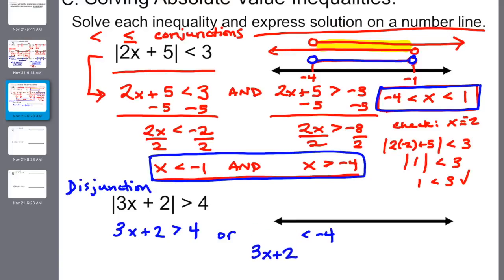I may need to move my number line here. So let me see if I can move these down a little bit. There we go.